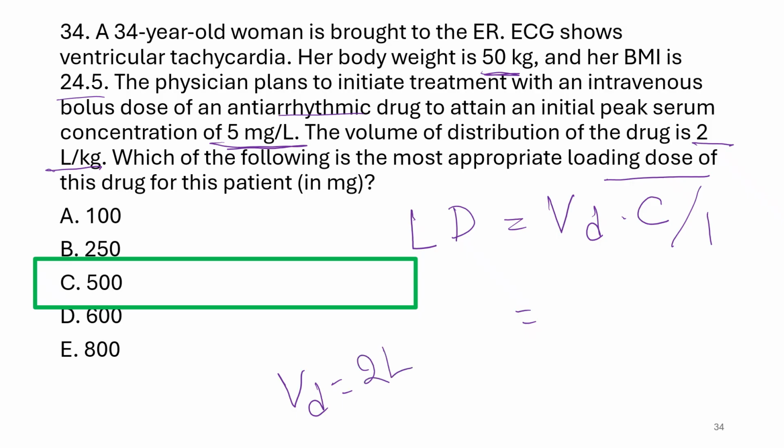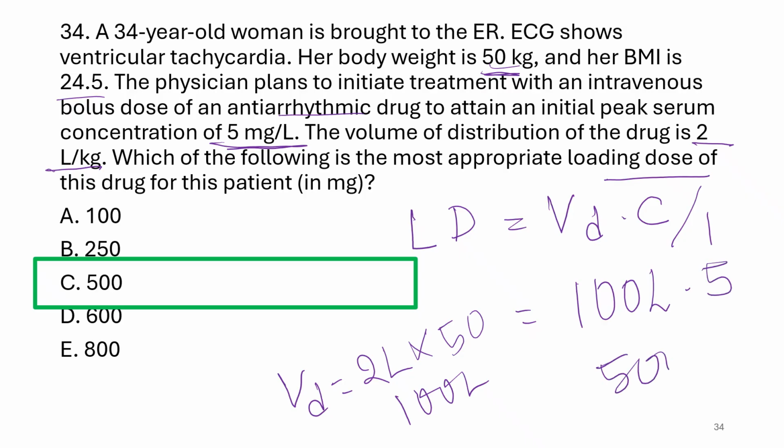What is the body weight? 50 kgs. So 2 liters for 50 kgs is 100 liters, correct? So 100 liters times concentration of 5 is 500 milligrams, correct? The concentration 5 milligrams per liter goes away, so 500 milligrams is the loading dose.